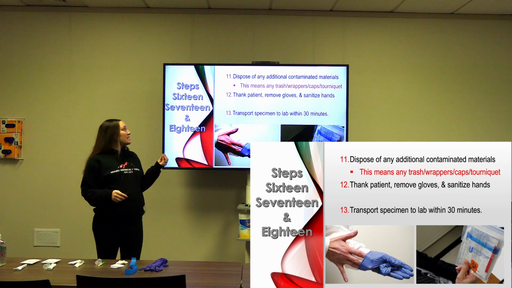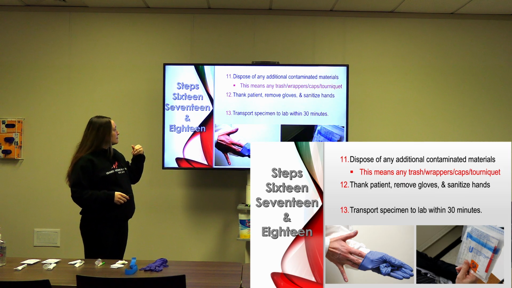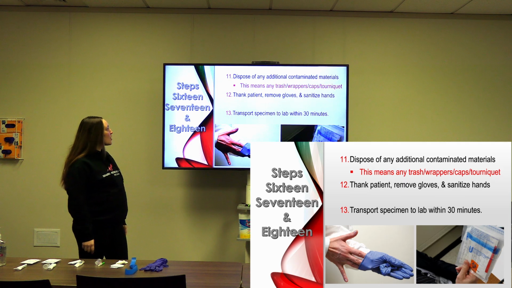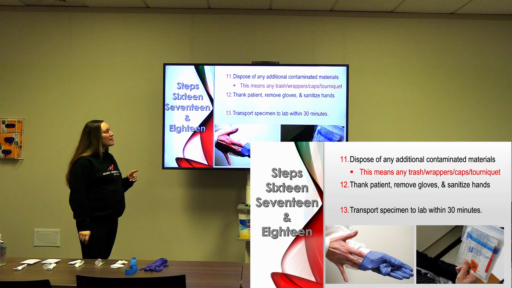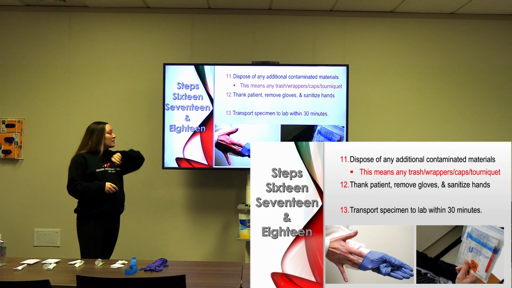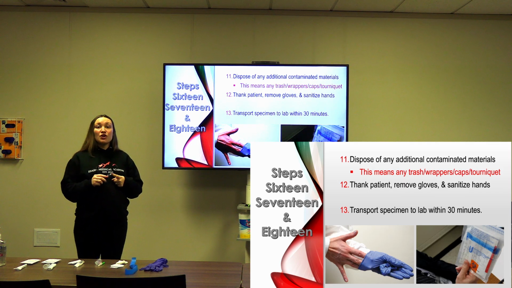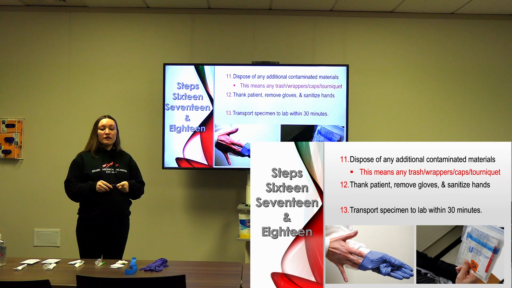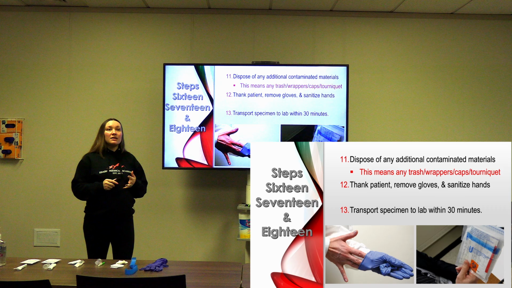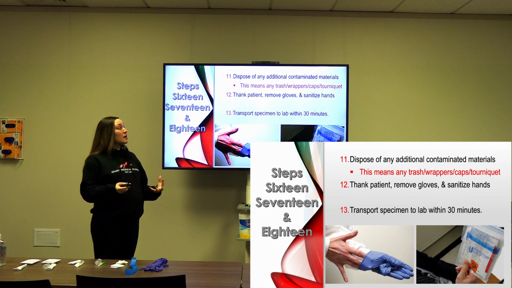Steps 16, 17, and 18. They're numbered wrong in this PowerPoint, but steps 16, 17, and 18 are dispose of any additional contaminated materials. This means trash, wrappers, tourniquet. Make sure you're checking to make sure that your tourniquet is taken off. Throw away all of your trash, including needle caps. These are the most common thing left in beds by phlebotomists.